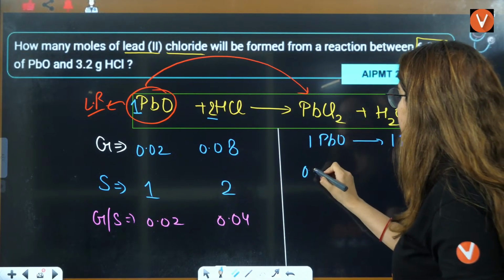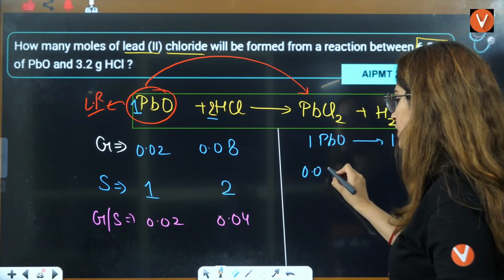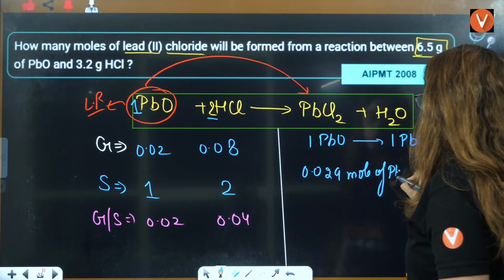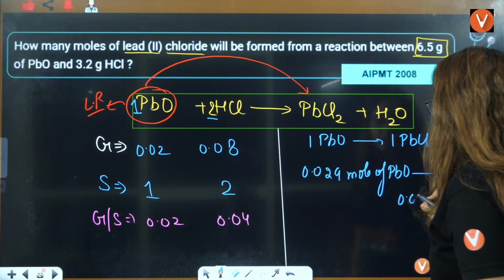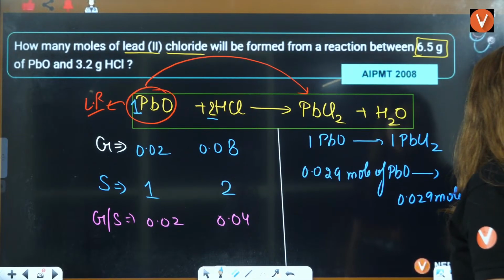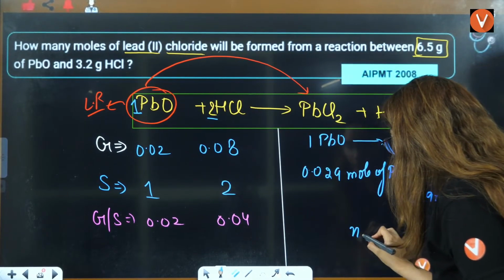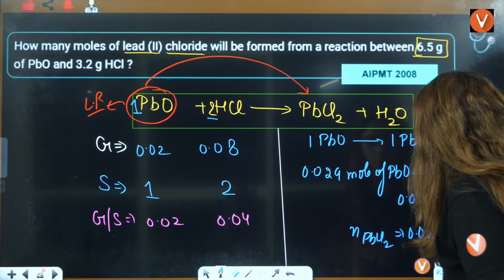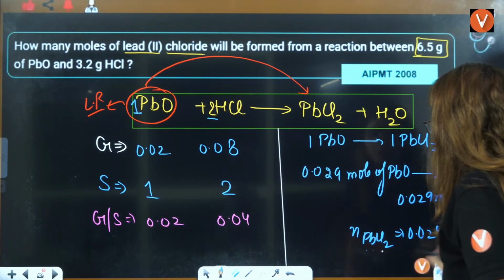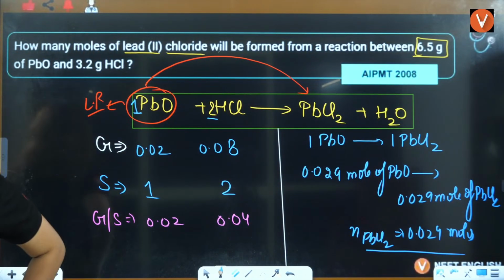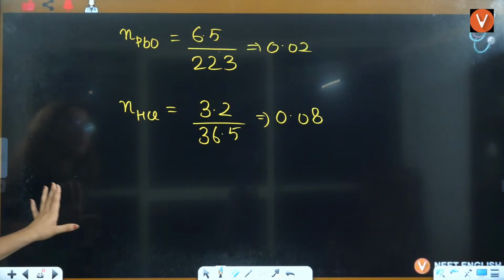So 0.029 mole of PbO will give you 0.029 mole of PbCl2. So the number of moles of PbCl2 is going to be 0.029 moles. That is going to be your final answer here, right? Okay. That is going to be your final answer here.